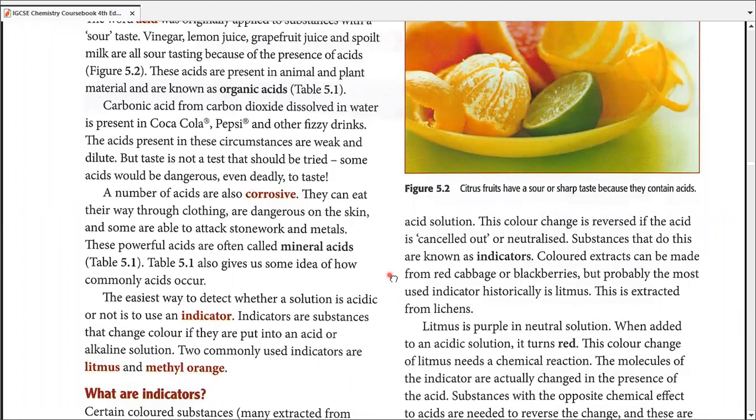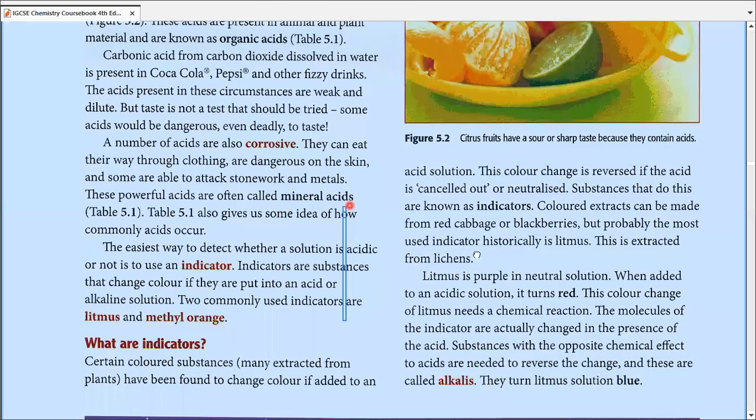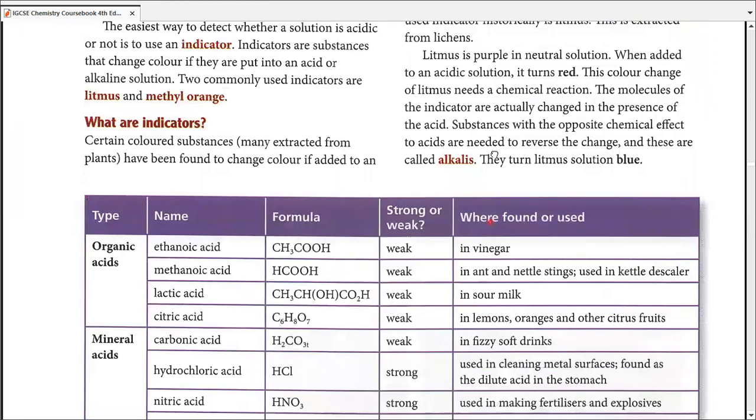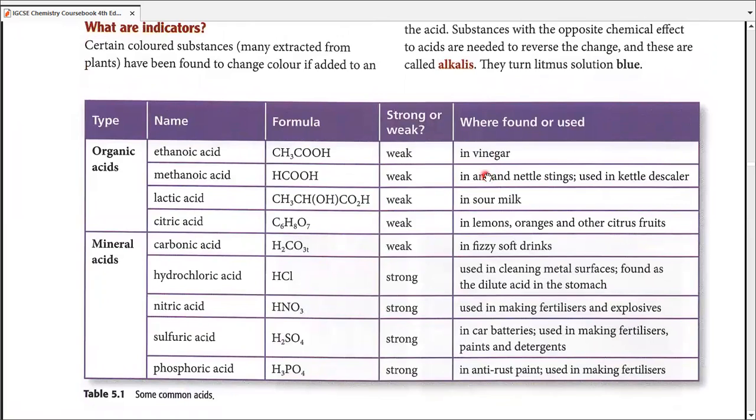What we're going to start with is not the definition of the acid itself. Instead, the introduction with many common acids. What we know for sure is that acids are usually corrosive. They can eat their way through skin or clothing or stonework or even metals. So let's go through a few acids. Table 5.1 at the bottom of page number 120 is what we're going to start with.